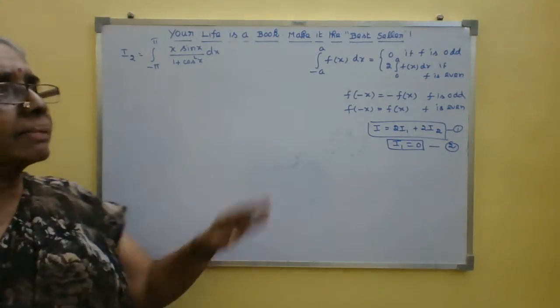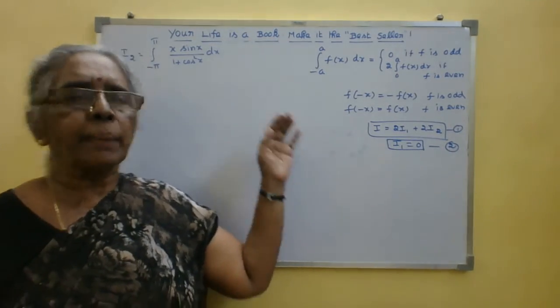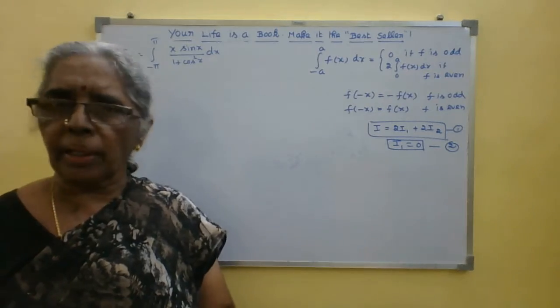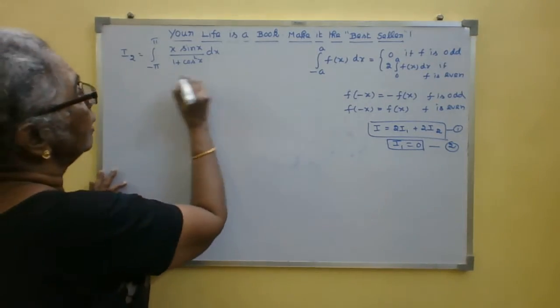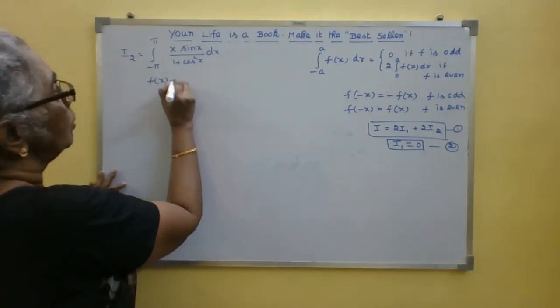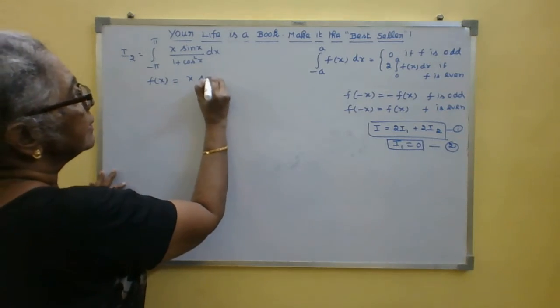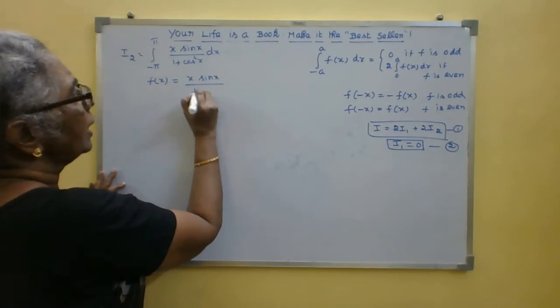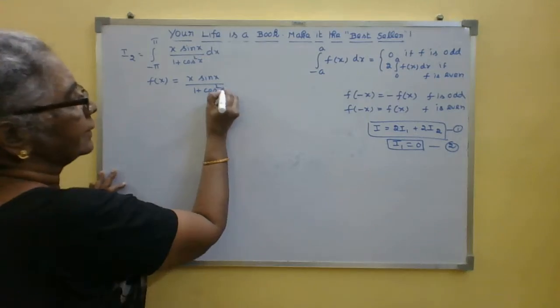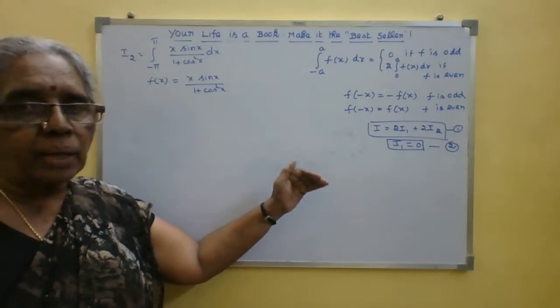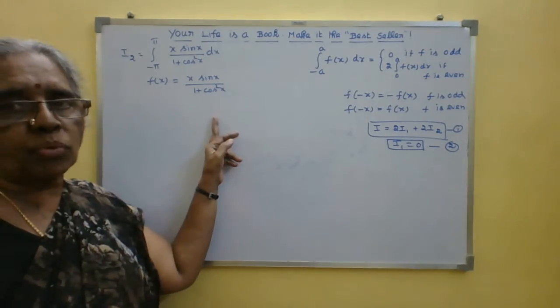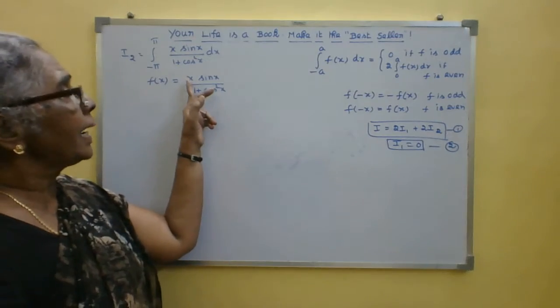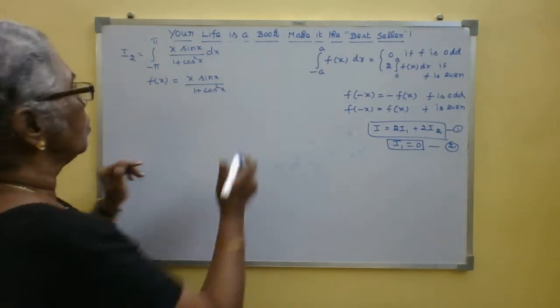Let me apply the same property now also. Let me see whether this function is odd or even. So now here my f of x is equal to x sin x by 1 plus cos squared x. Okay, in the previous I1 you had only x by 1 plus cos squared x. Now you have x sin x by 1 plus cos squared x.